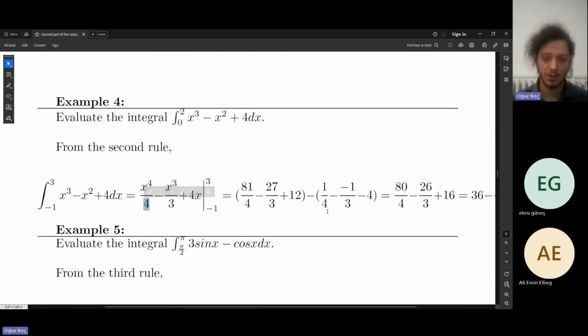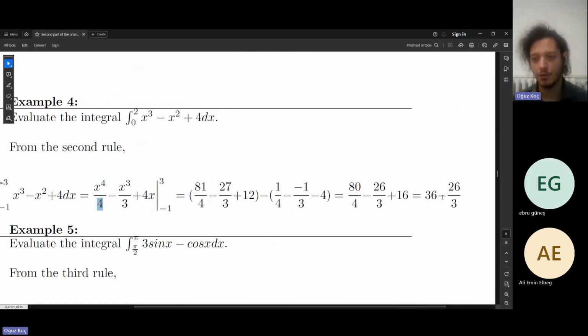We have a denominator here, therefore it is 1 over 4, minus, when we put minus 1 in here, it gives you 1 minus 1 over 3, and then we put a minus 1 here, we get minus 4, and finally we get a value of 36 minus 26 over 3.